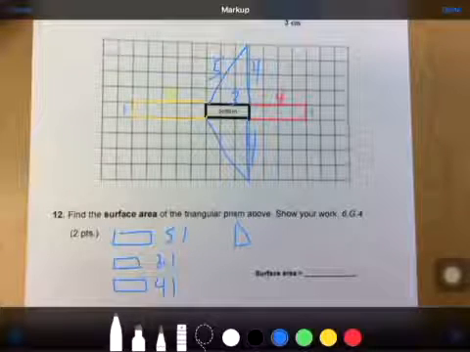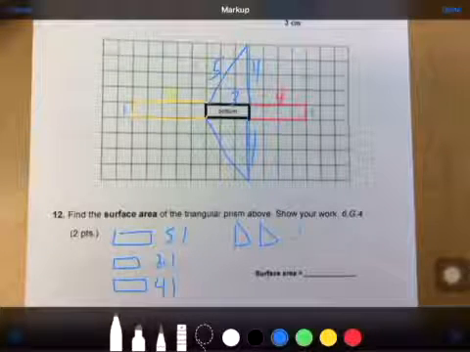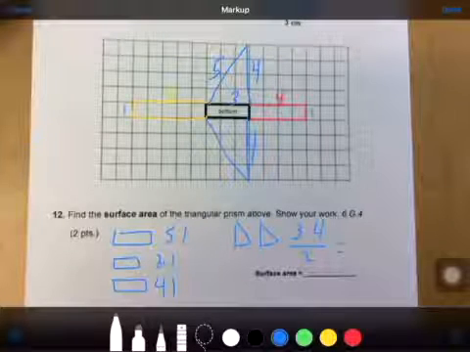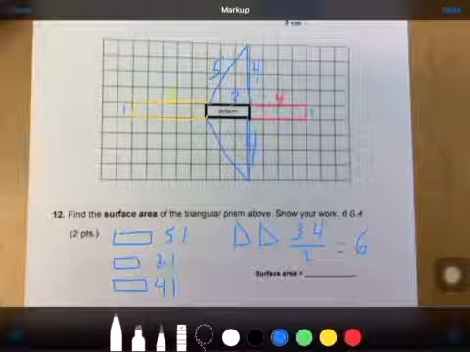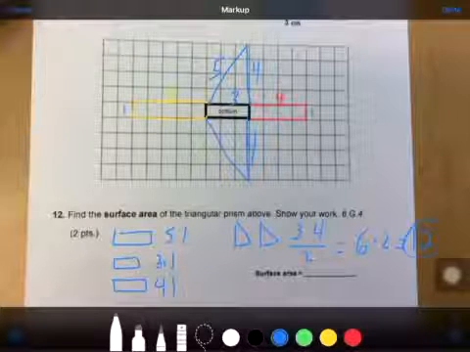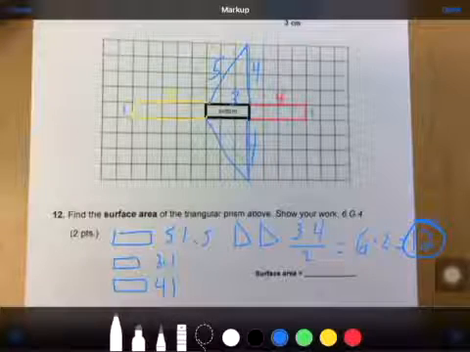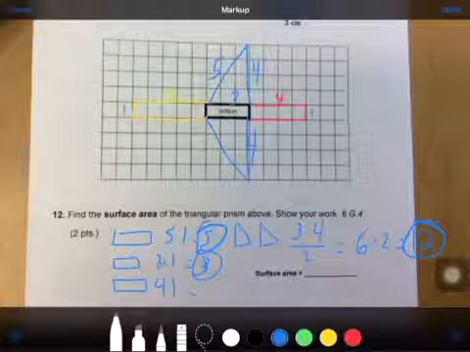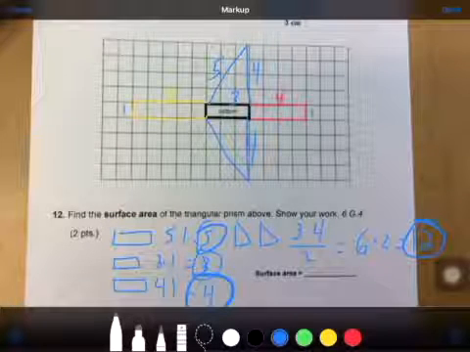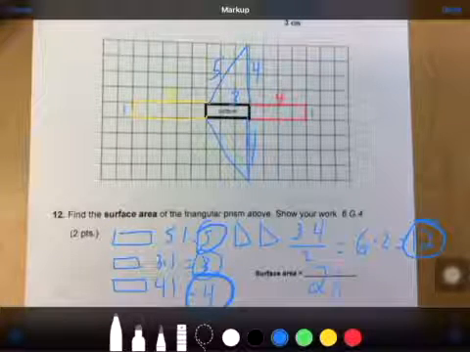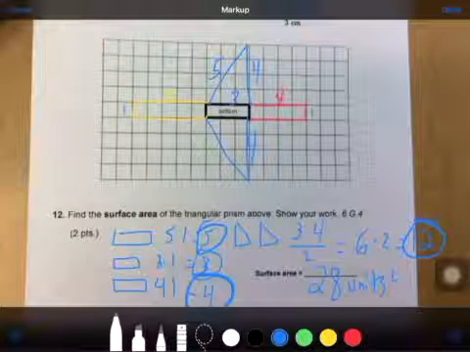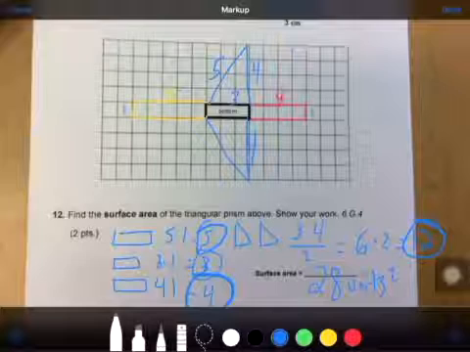And then if I look, I have the 2 triangles, and those are 3 by 4s, but you have to divide them by 2. So each triangle is 6, but then there are 2 of them. So I'm going to times it by 2. So my triangles are 12. And then for these, I'm just going to add up those areas. As long as I do this correctly, you should be getting 28 units squared for your surface area.